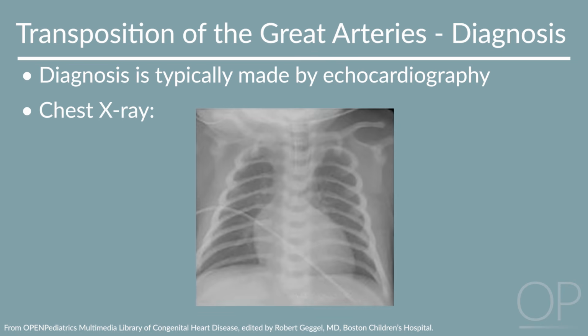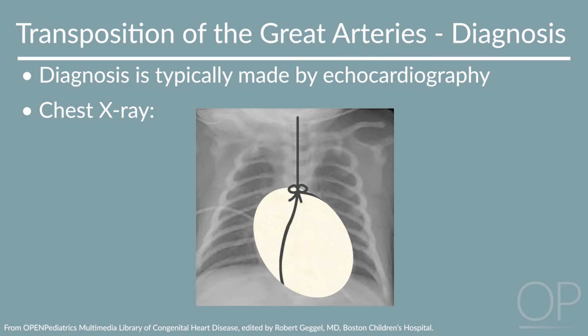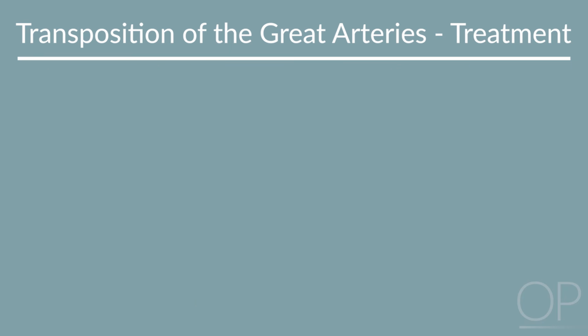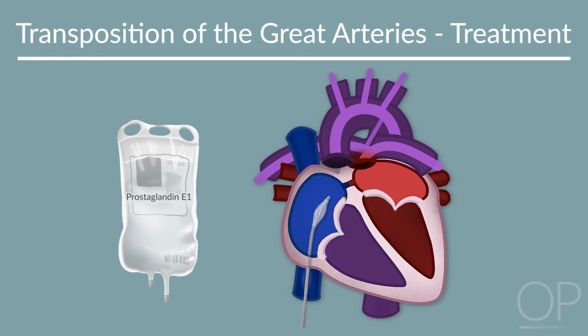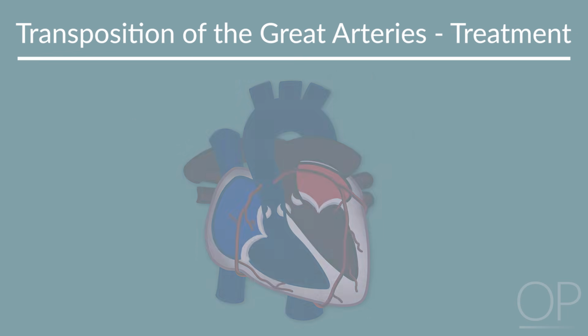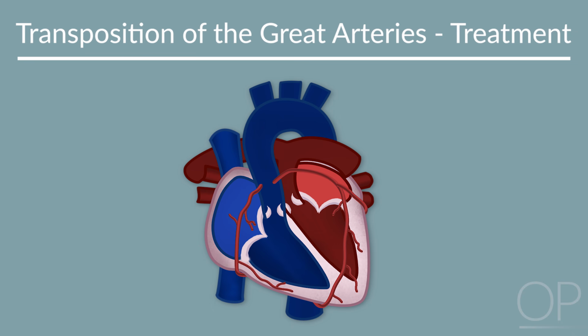Chest X-ray classically shows an egg on a string appearance due to the great arteries forming a narrower vascular pedicle when transposed. The mainstays of initial treatment include prostaglandin E1 infusion and balloon atrial septostomy to establish an ASD if it is not already present. The definitive treatment is an arterial switch operation performed in the first week of life when the transposed vessels and coronary arteries are dissected away from their valves and switched, restoring a normal circulation.